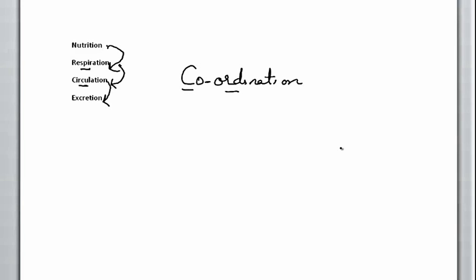If this coordination among these particular systems is not present, then definitely a person may have certain problems. For example, if respiration is not functioning well, that means the breathing rate is going to be affected. And if that is affected, definitely we won't get the required energy. Isn't it? So in short, we can say each and every system is supposed to take place in a coordinated manner.